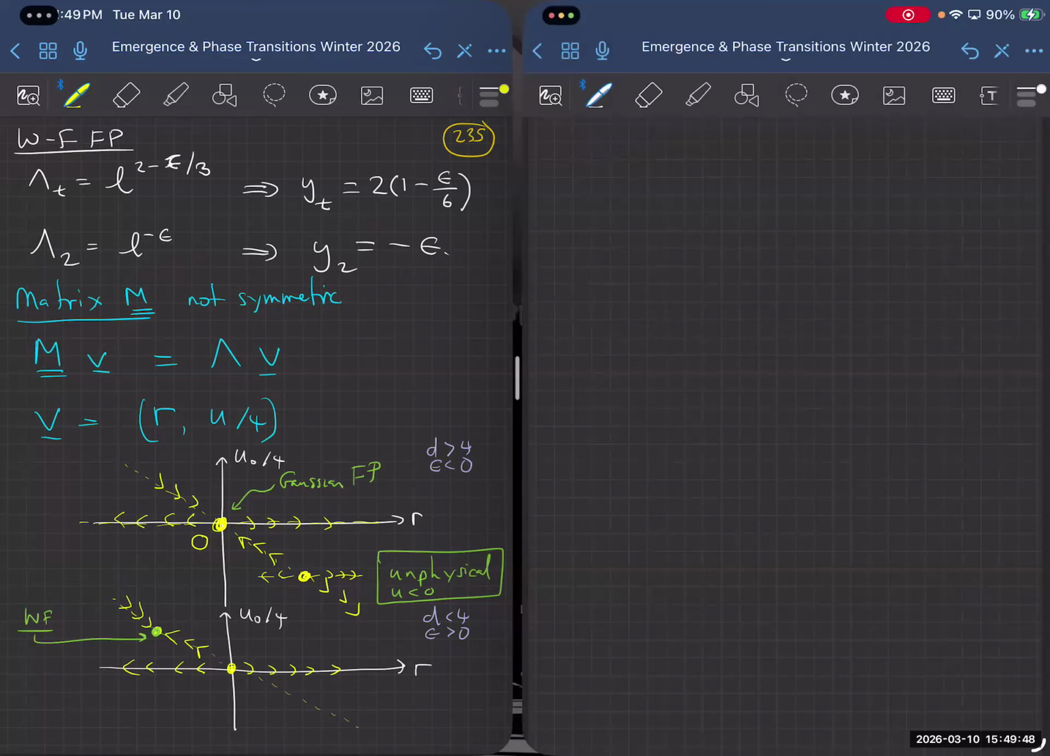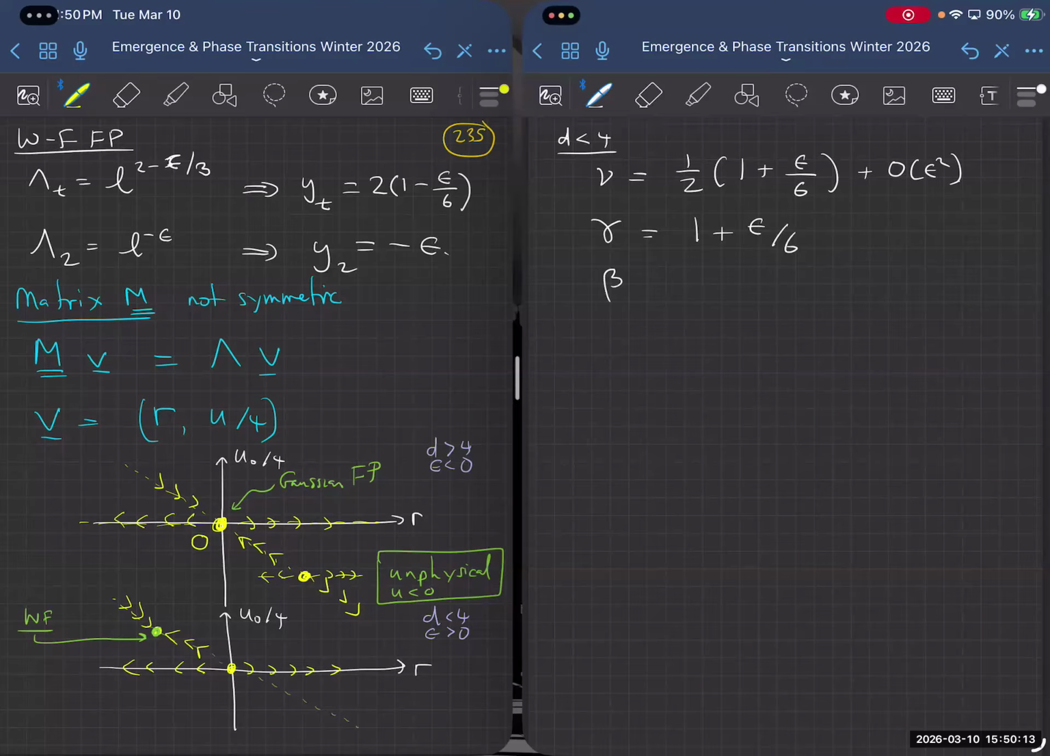And what you find is for d less than 4, the critical exponent nu is equal to 1/2 into 1 plus epsilon over 6 plus order epsilon squared. And you find that gamma is equal to 1 plus epsilon over 6. Beta is equal to 1/2 minus epsilon over 6. Eta is order epsilon squared. Alpha is equal to epsilon over 6. And delta is equal to 3 plus epsilon.